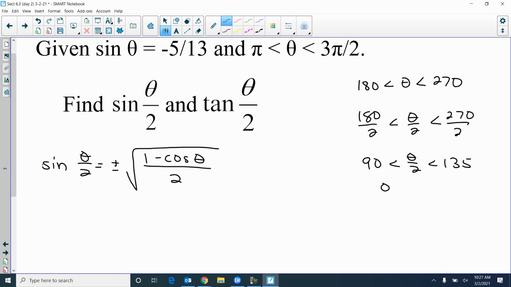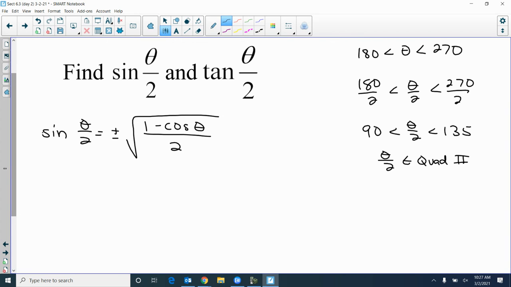So that means theta over 2 is in quadrant 2. Okay, quadrant 2. It doesn't matter where the original angle is, it matters where the half angle is. So it's going to be a positive answer for sine of theta over 2. And now 1 minus cosine of theta.